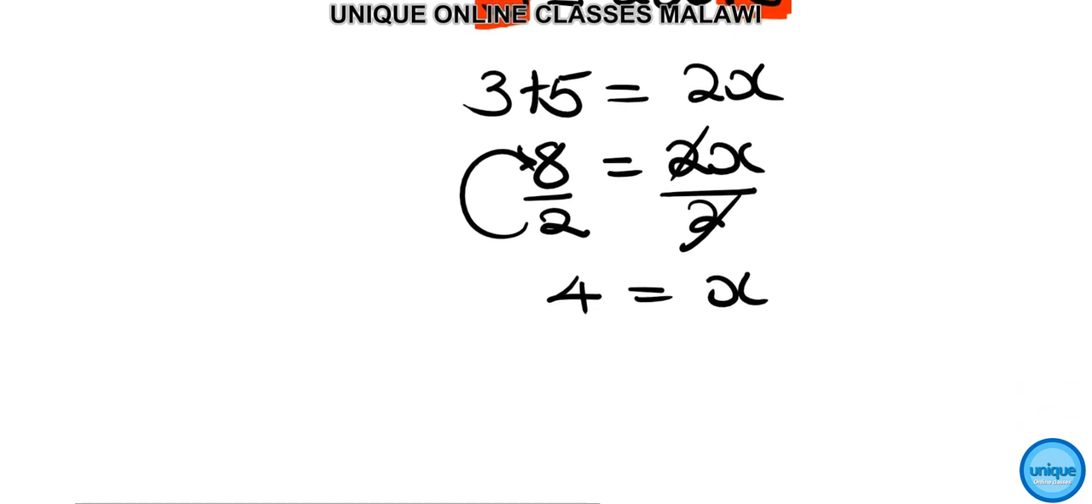Our value of x, that's 4. Final answer: x is equal to 4.